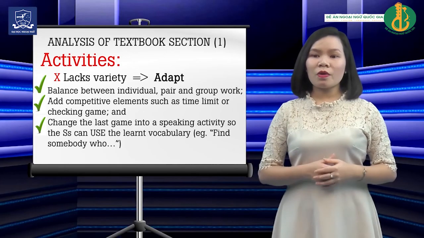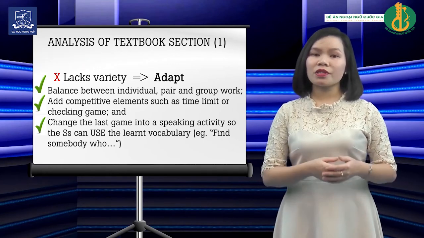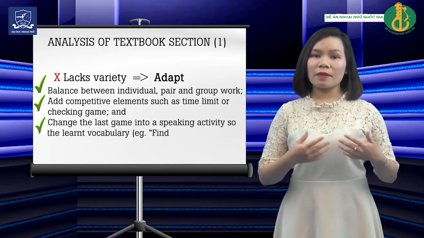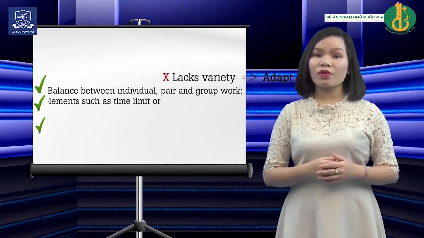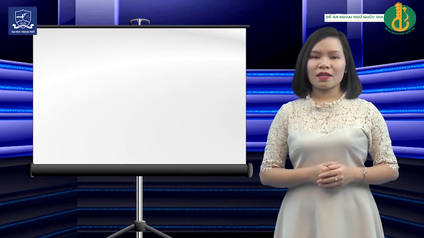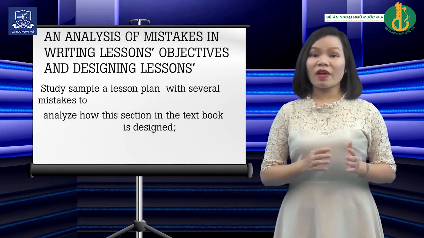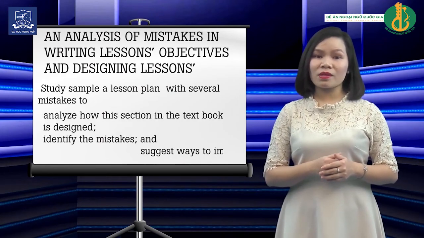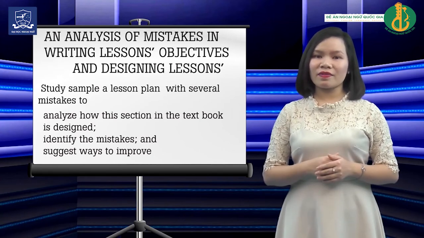In addition to those changes, this lesson plan should also include students' background and some space at the end for the teacher to note down some self-reflection or any changes for the next lesson. So to sum up, in this video, we have just practiced evaluating a lesson plan with mistakes in identifying the lesson objectives and lesson activities.